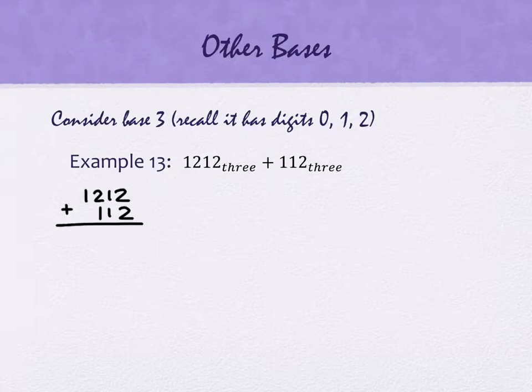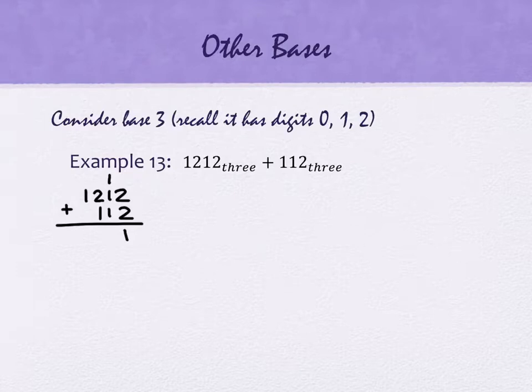So we will start with our standard algorithm. In our standard algorithm, we start on the right-hand column, the ones column, and we add 2 plus 2. Well, 2 plus 2 is too big, right? So again, you've got to decide how you're going to do that. One way to do that is to simply say that's the number 4. How many 3's are there in 4? 1, and I carry a 1. And how many left over would I have after I've carried 3 of those 1s? I'd have 1 left over.